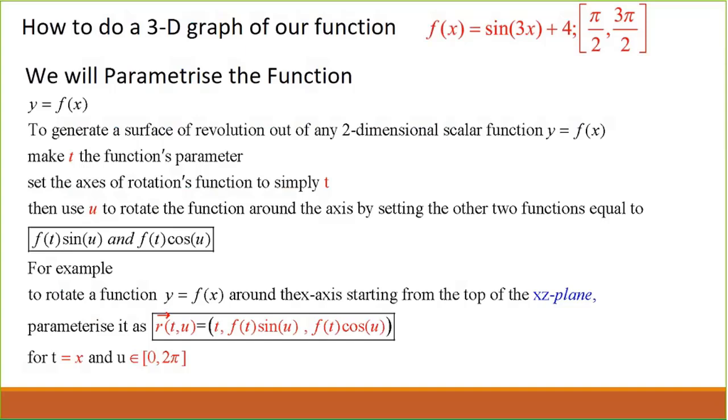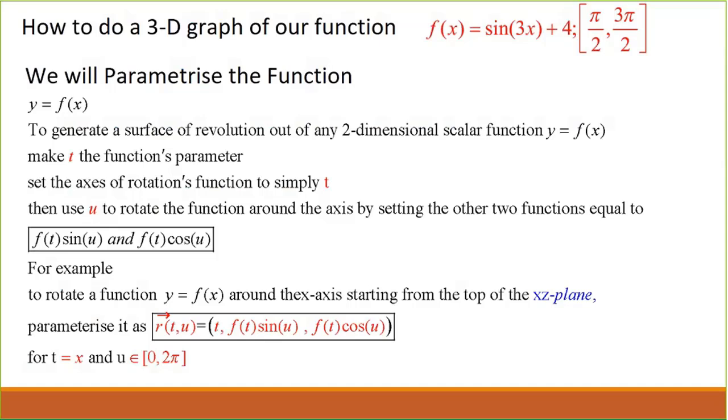Now, how to do a 3D graph of the function on our CAS. We have a function that we define as f(x), and to generate a surface of revolution of any 2-dimensional scalar function, the TI expects us to use t as a parameter and u as an angle parameter. But we can swap the two, and I'll explain that later when we get onto the calculator screen.